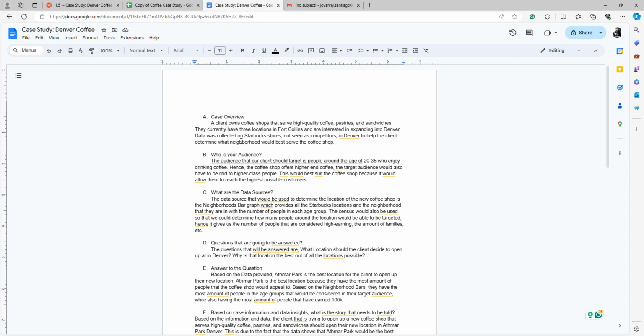Data was collected on Starbucks stores not seen as competitors in Denver to help the client determine what neighborhood would best serve the coffee shop.